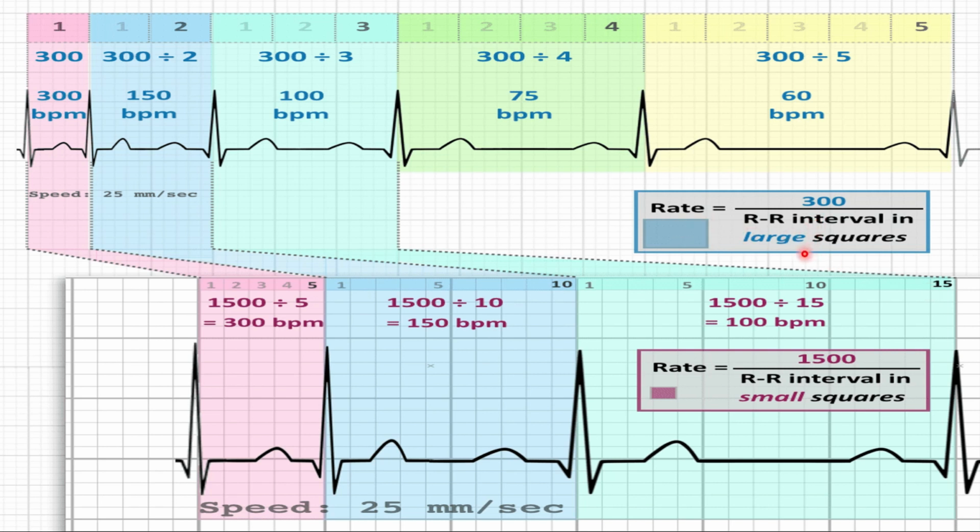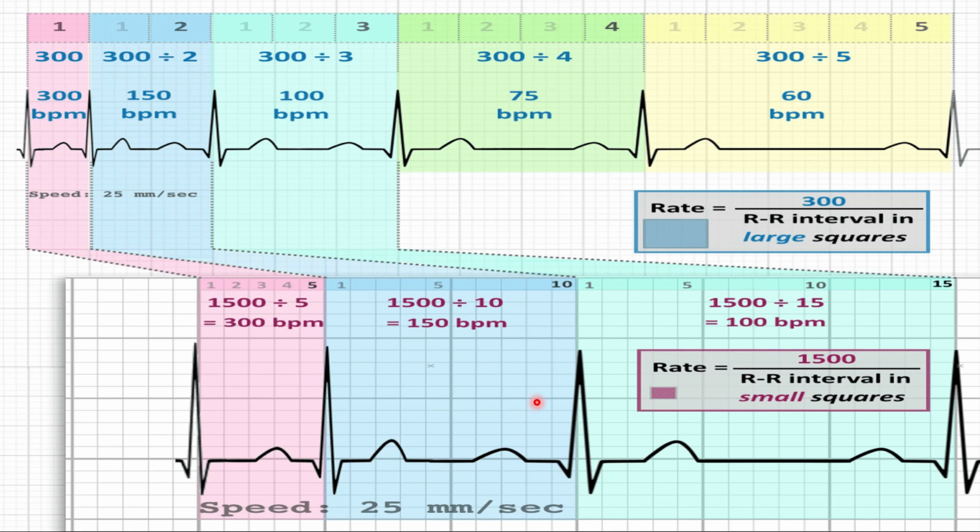While in upper portion of the picture we used formula 300 divided by number of large squares between two R waves, in lower portion we will practice the formula 1500 divided by number of small squares between two R waves. For example, here you can see that between these two R waves, the number of small squares is 1, 2, 3, 4 and 5. 1500 divided by 5 will be equal to 300 beats per minute.